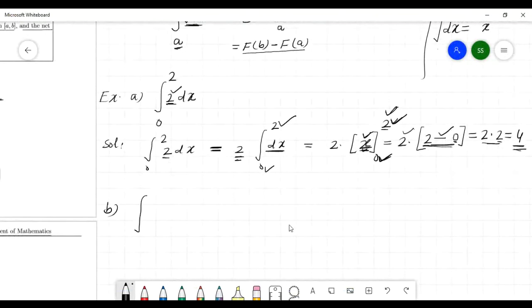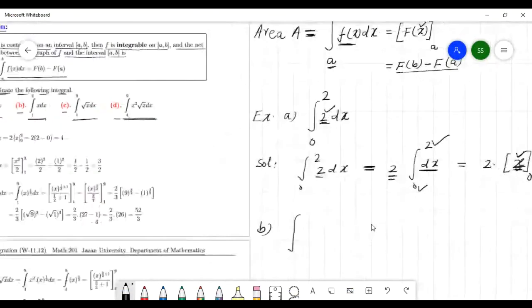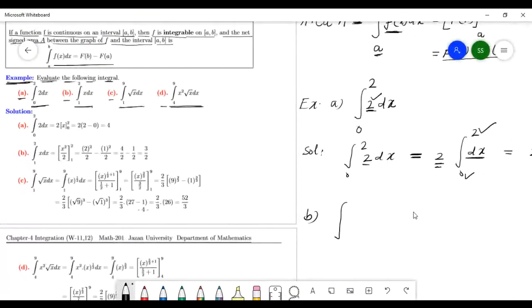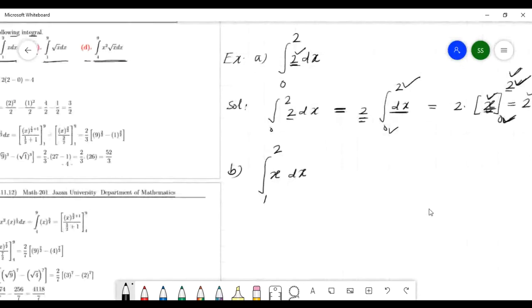Now see question number B here. Question number B is the integral from 1 to 2 of x dx. How to find this? Integral of x dx. Find this one.